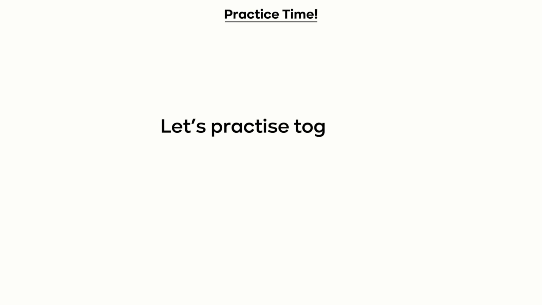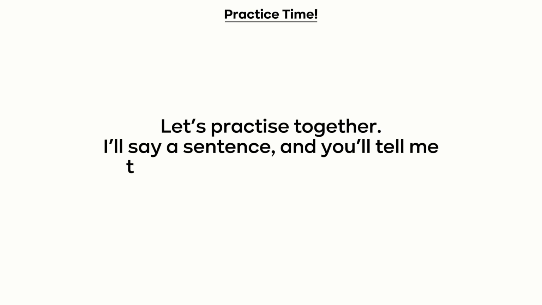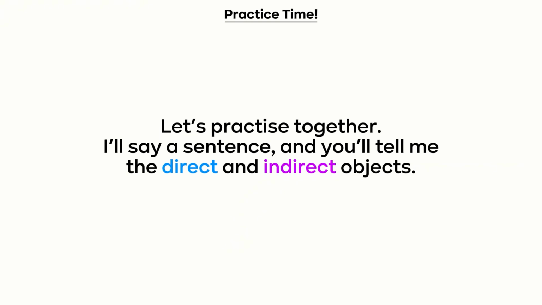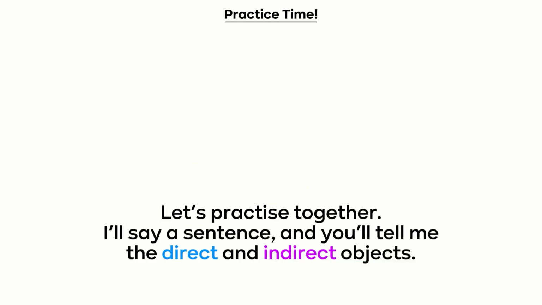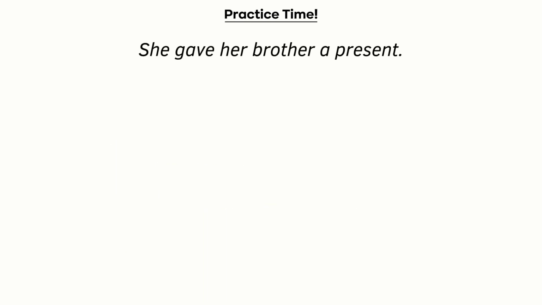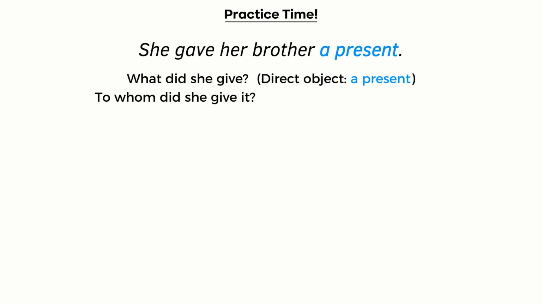Practice time. Let's practice together. I'll say a sentence and you'll tell me the direct and indirect objects. She gave her brother a present. What did she give? Direct object is a present. To whom did she give it? Indirect object is her brother.